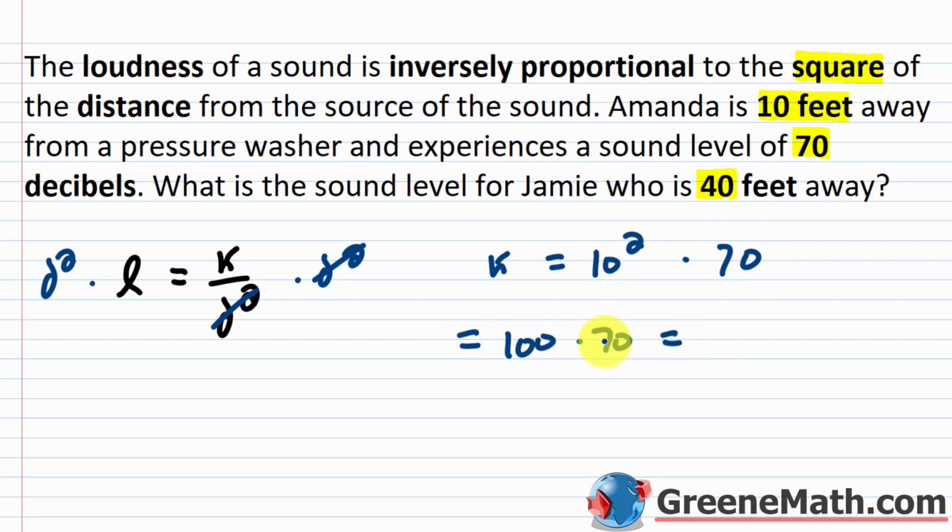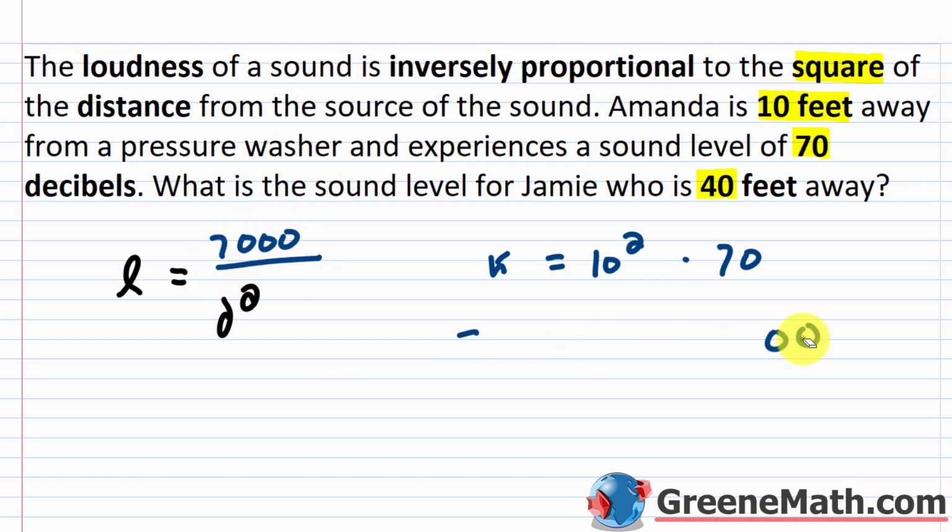Of course, 1 times 7 is 7, and then you have 1, 2, 3 trailing zeros. So that's going to be 7,000 in terms of k, the constant of variation. Let me get rid of this, and we'll just put 7,000 up here in the numerator. And let me fix that, and you can get rid of this.